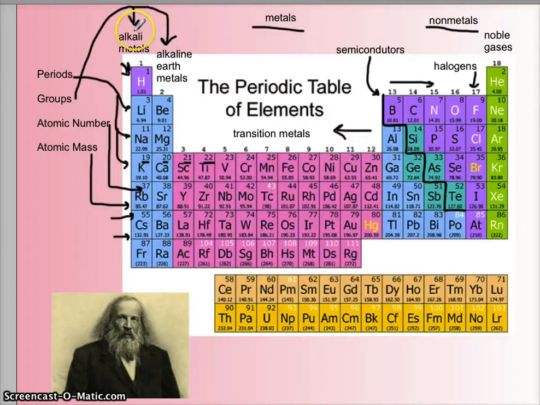We have the alkali metal group, which is straight up and down through here. This whole group 1 is alkali metals. You may remember their valence is going to be +1. We have the alkaline earth metals, which are all up and down this group. Their valence is going to be +2. Now, these two are very reactive. The alkali metals are even more reactive than the alkaline earth metals.